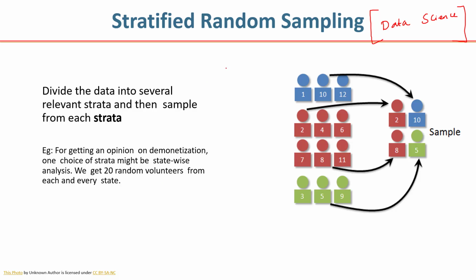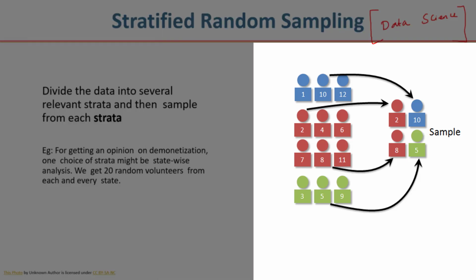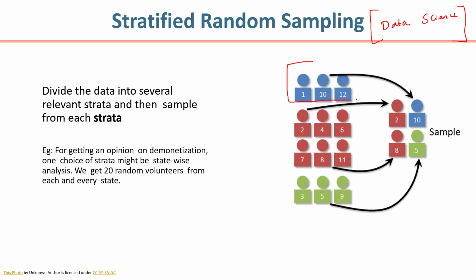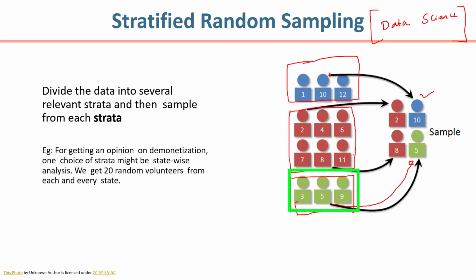Let me give one more example here. Let's say I have data something like this. Here I can divide the data into several strata. This is strata 1, this is strata 2, and strata 3. In each and every stratum, I am going to select some samples. In this stratum, I select one random sample out of the 3 samples. And in the green stratum, maybe I can select one sample out of this.